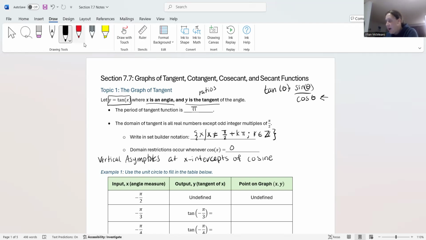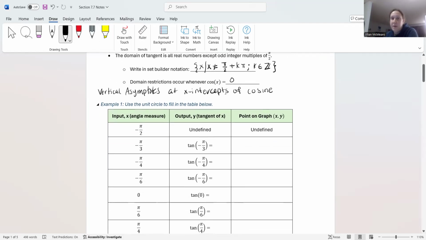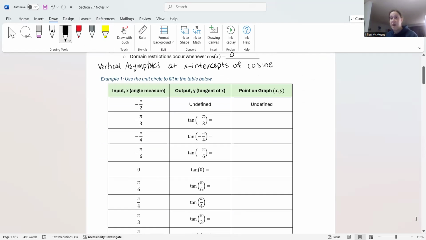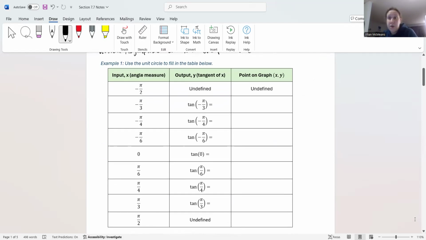Now, unfortunately, I think this is one of those tables that won't let me write in it. I don't know why some of them let me and some of them don't. I don't know what I've done with my setup here, but something's off. So what we're going to do is you all have this worksheet sitting in front of you. So let me describe the table. We're going to do just like we did with sine and cosine, where we fill in a table of values. Then we're going to use that table of values to plot these points so that we can get the graph of tangent.